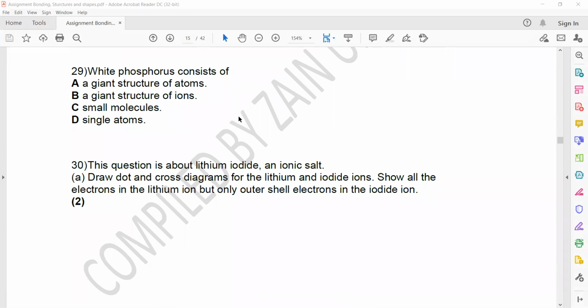Question 29, white phosphorus consists of... So what does white phosphorus consist of? It is a simple molecular structure. It's not a giant atom or giant ions. It is actually a small molecule.